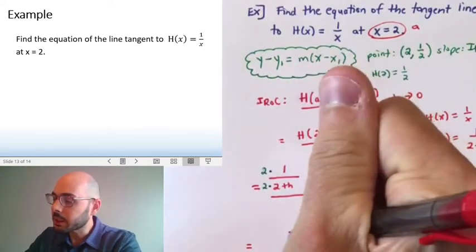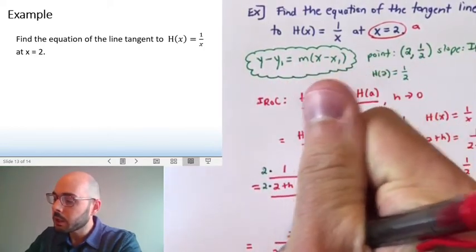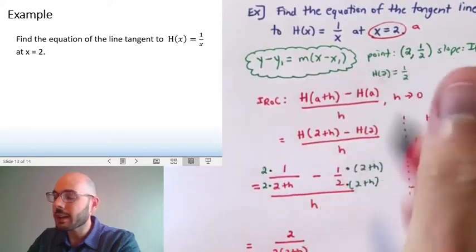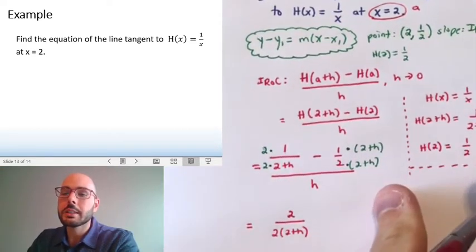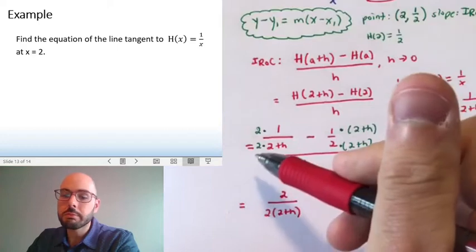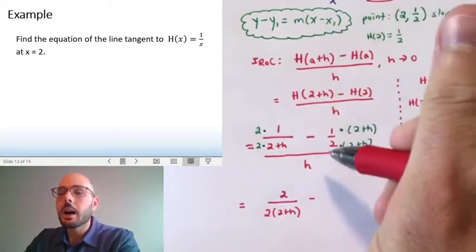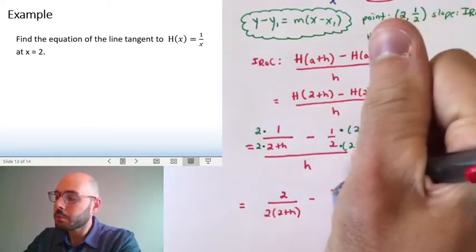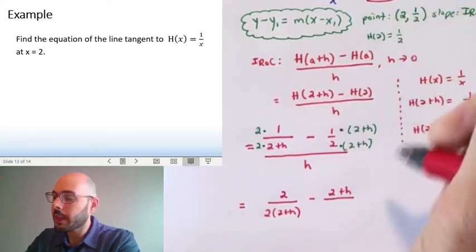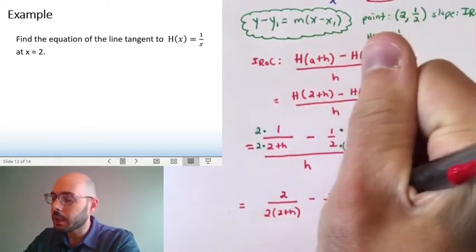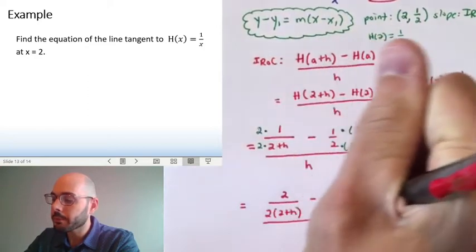So that'll give us a 2 over 2 times 2 plus h. Again, I'm not going to actually distribute that 2 on the bottom, not just yet, at least. Our second fraction will have a 2 plus h on the top, and then on the bottom, a 2 times 2 plus h.